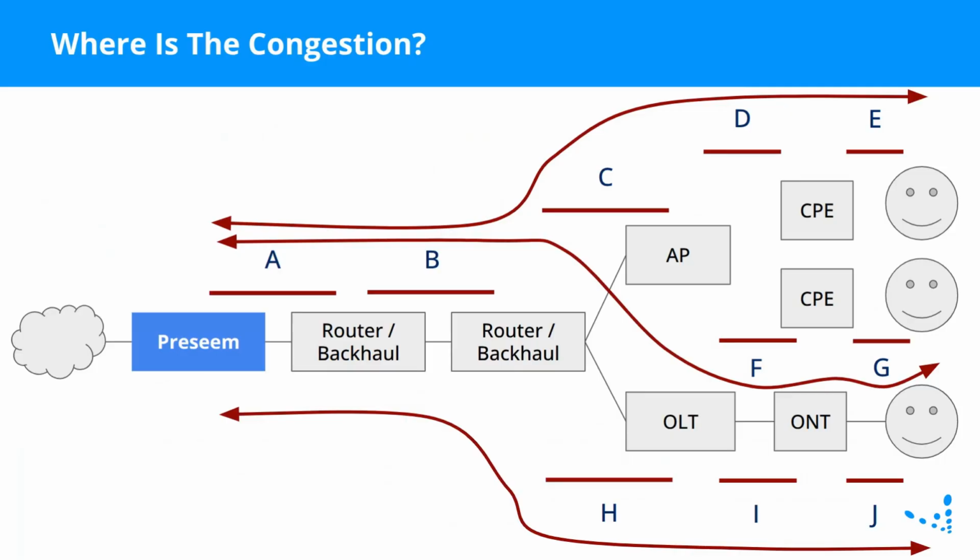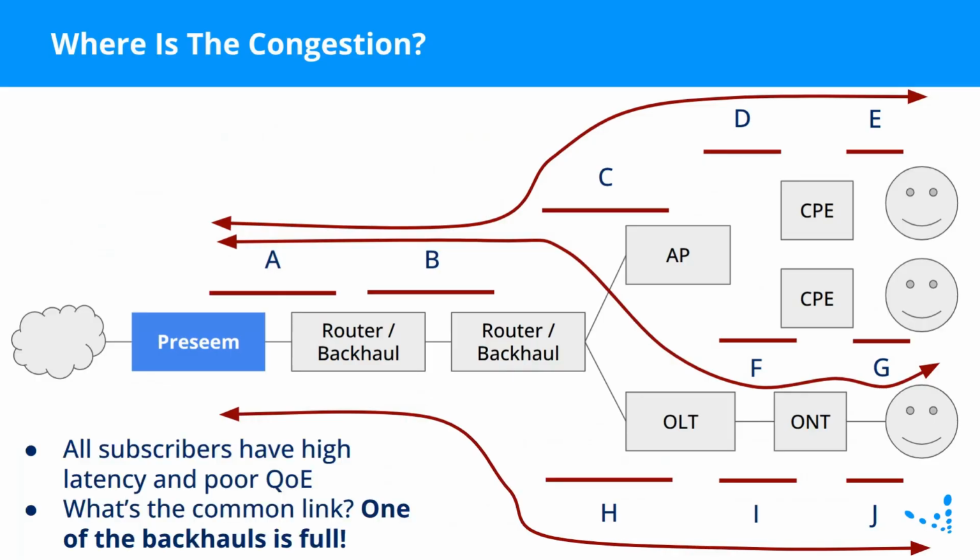What is the commonality across all those subscribers? And it's obviously one of those two links at A and B. So we can deduce from this that one of those backhaul links is likely congested, because if there was any subscriber that wasn't having a bad experience, it couldn't be those links, which we'll get to in a second. So again, at the end, we're going to go through a couple of Preseem examples specifically. These ones are just meant to be a little bit more abstract to demonstrate the concept.